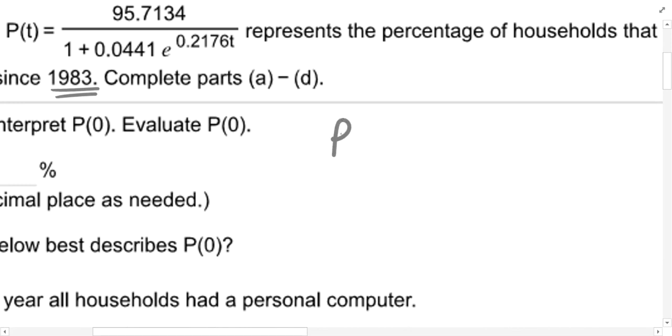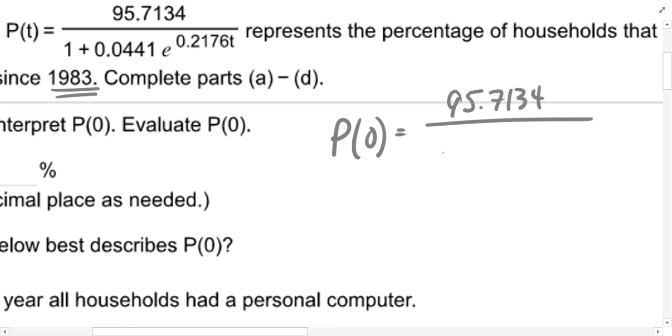Well, the function P of t represents the percent over time, or percent based on time that's passed. So if I were to evaluate P of 0, we should recognize that we're going to take this original function and simply change any t values that we see to the number 0. That's what it means to evaluate. So there shouldn't be any surprises there.